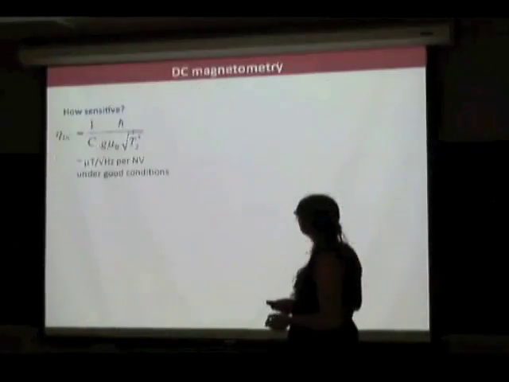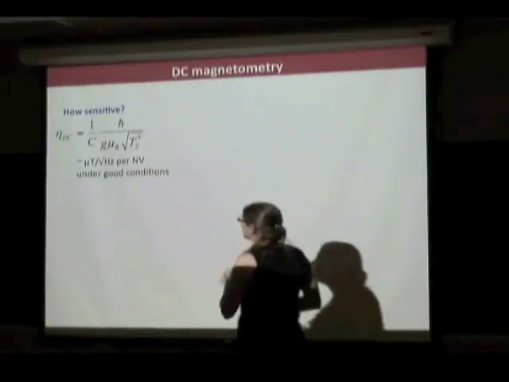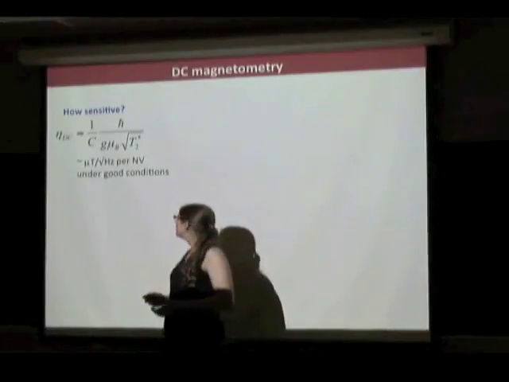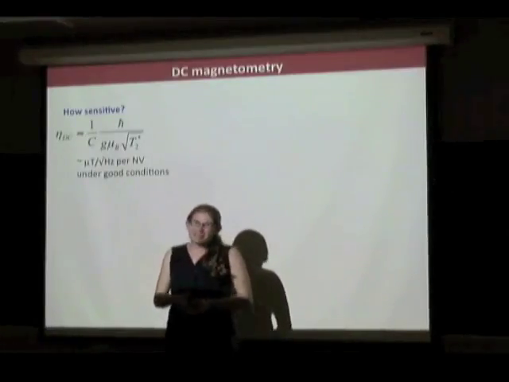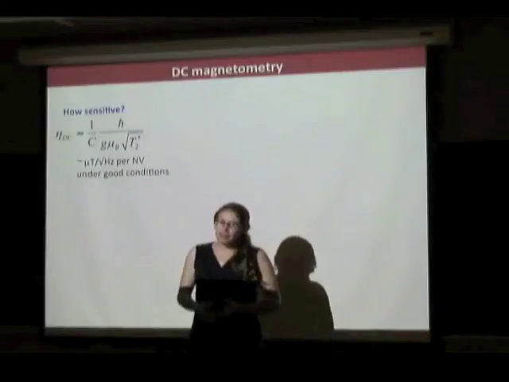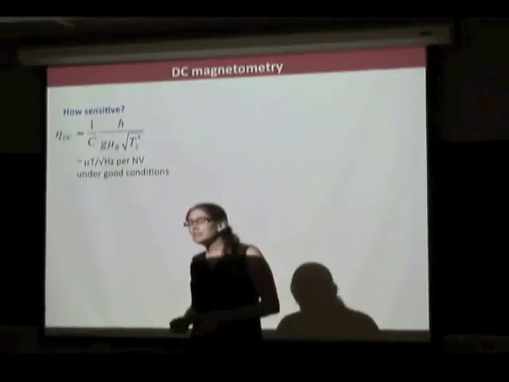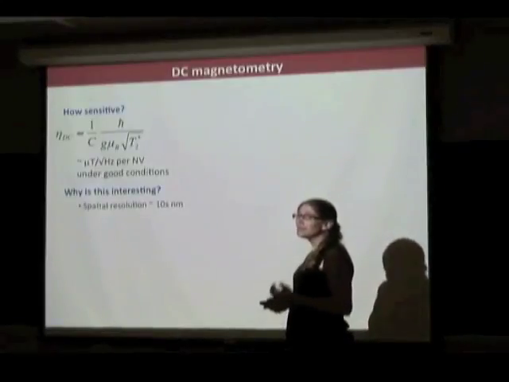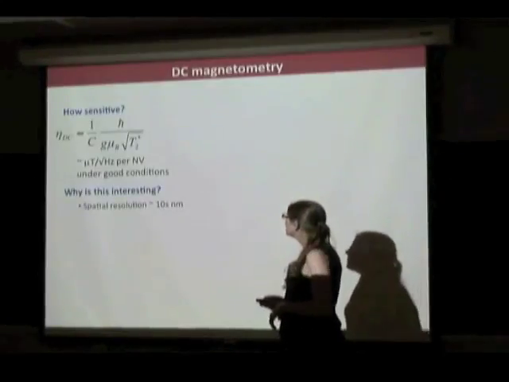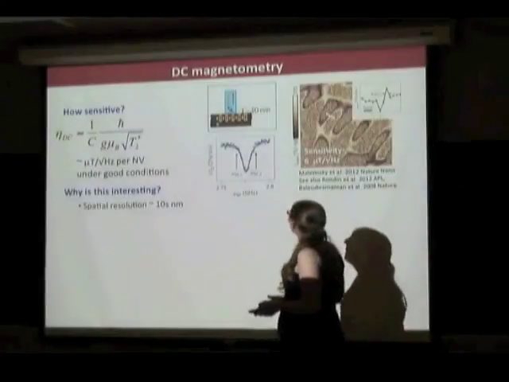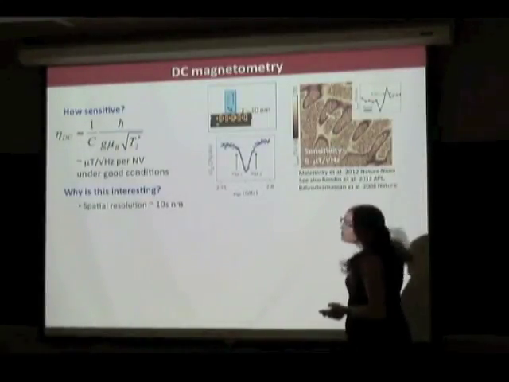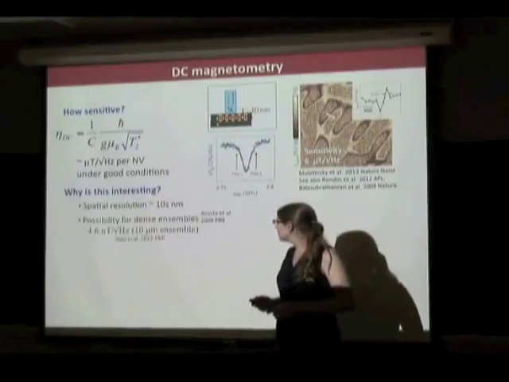So how sensitive is this actually? Under good conditions, you might get a microtesla per root hertz of sensitivity for each NV center. That means in 1 second, you could measure about a microtesla. Now that's not a very small magnetic field, but nevertheless, this is quite interesting because the spatial extent of the NV center is small. And so you can hope to obtain a sensor that has spatial resolution, while currently it's in the range of tens of nanometers.